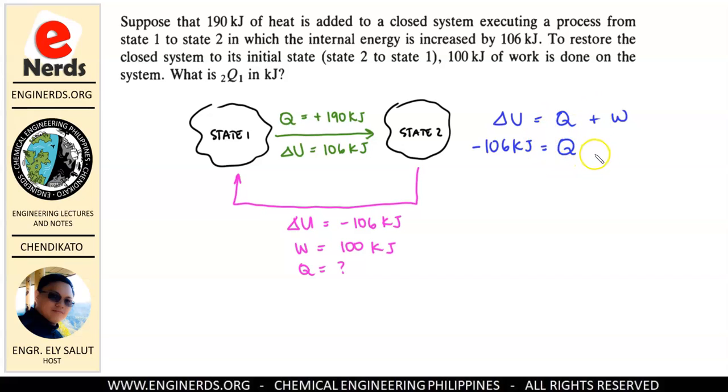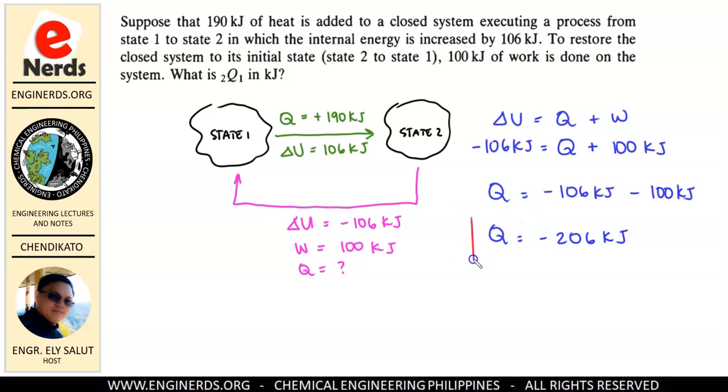Ito yung ating hinahanap. And then, the work is received by the system coming from the surroundings. So therefore, it should be positive. So we have plus 100 kilojoules. Okay? So therefore, our Q will be equal to negative 106 kilojoules minus 100 kilojoules. So our Q will be equal to negative 206 kilojoules. So this will be our final answer here on this question.